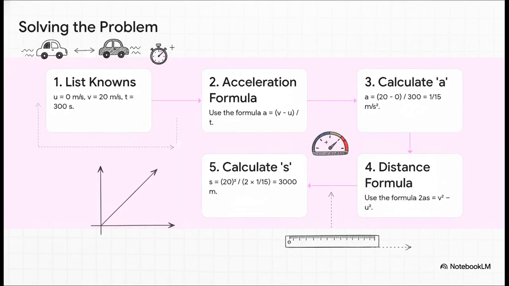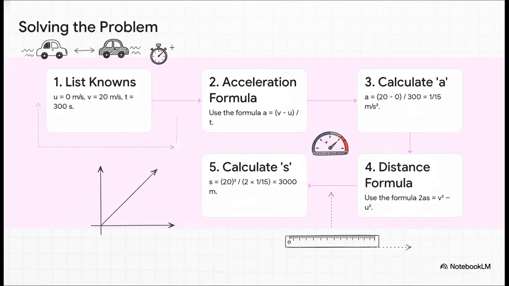Okay, let's solve this step by step. The first step is always to write down what we know. The initial velocity, u, is 0. The final velocity, v, is 72 kilometers per hour, which is 20 meters per second. And the time, t, is 5 minutes, which is 300 seconds. For acceleration, we use the formula a equals v minus u divided by t. So that's 20 minus 0 divided by 300, which gives us 1 upon 15 meters per second squared.